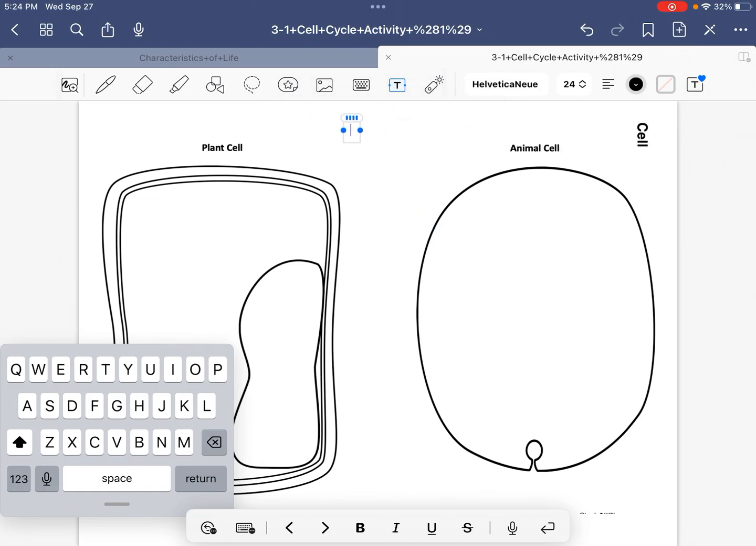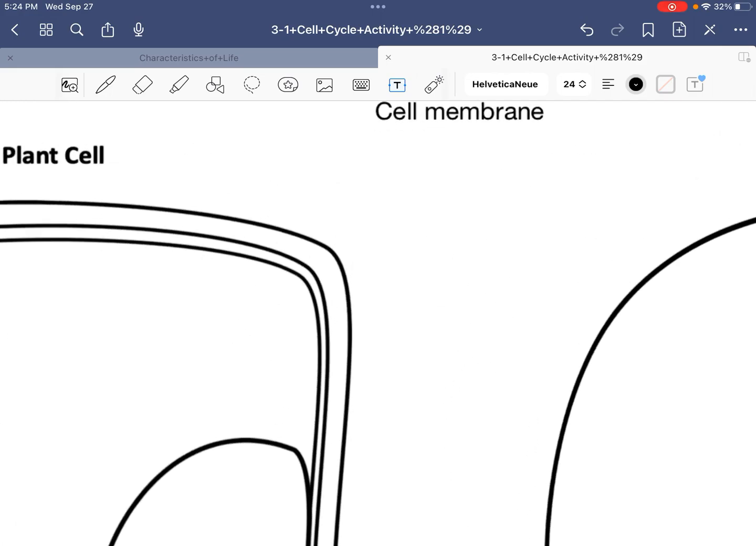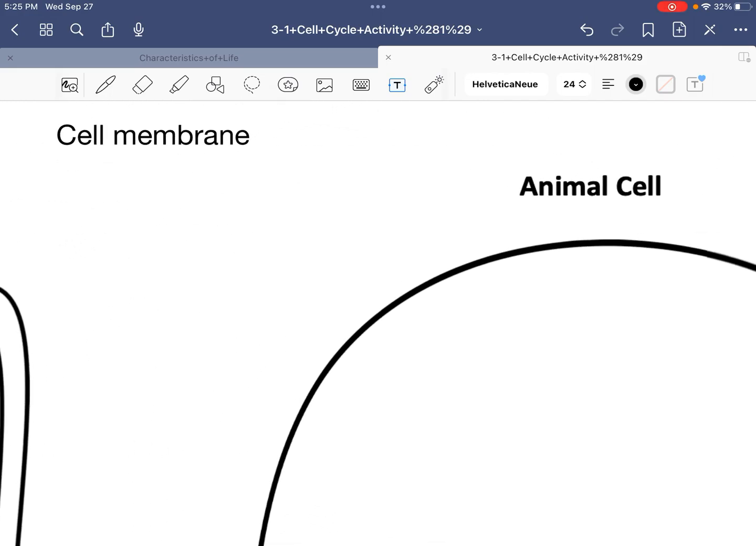Okay, here's a new one. We'll just leave that over there that says cell. We're going to type cell membrane right in the middle here. And I'm going to zoom in so I can draw an arrow from the word cell membrane to this little picture of the cell membrane. That's what's keeping the intracellular fluids out and the stuff that belongs inside the cell in.